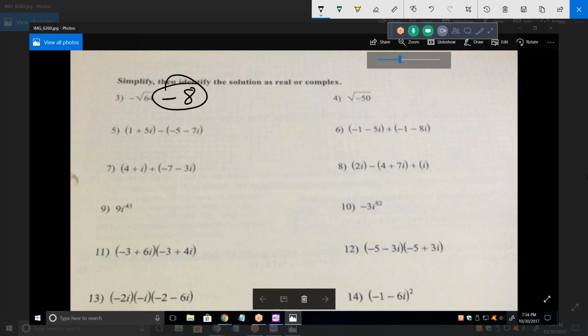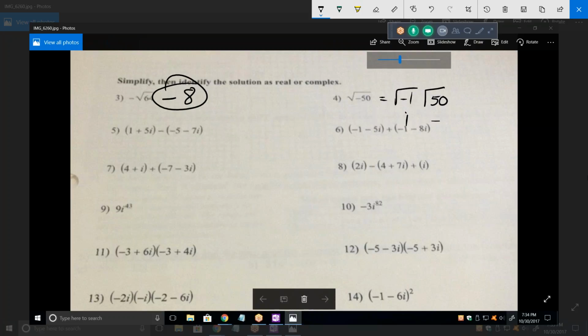What's the square root of minus 50? Let me think. The very first thing you want to do when you're taking the square root of a negative number is this step. See what I did? Okay. Well, square root of negative 1 is i.